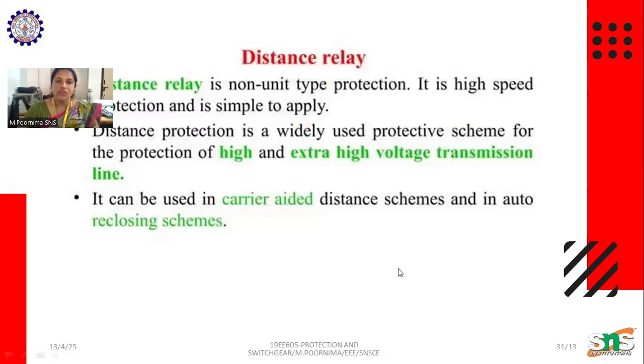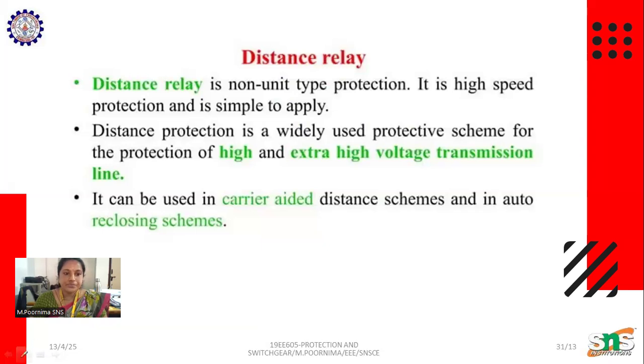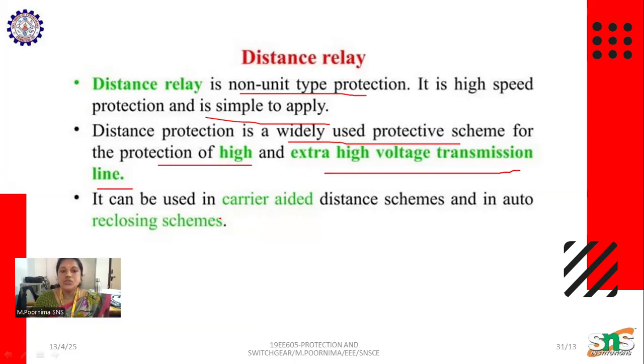Now coming to the last relay, the distance type relay. This distance type relay is a non-unit type protection. It is a high-speed protection and simple to apply. It is widely used for the protection of high and extra high voltage schemes. Mainly, it is used in transmission lines. We know the transmission line is a high voltage transmission line, so it protects the high voltage transmission line. It is used in carrier-aided distance schemes with reclosing schemes.